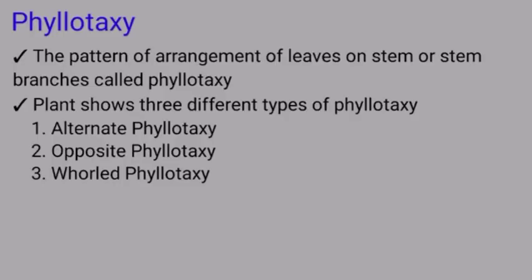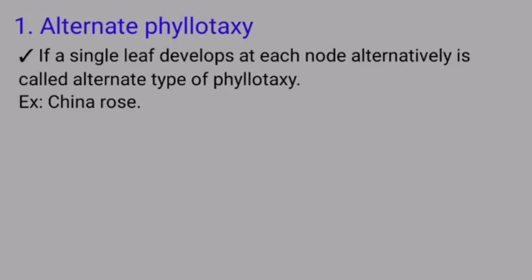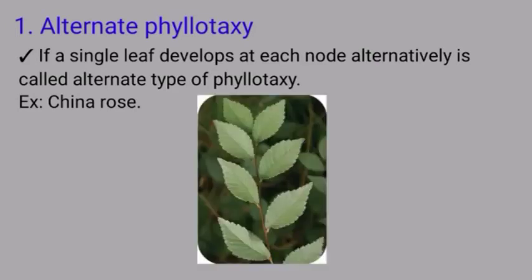Phyllotaxy. The pattern of arrangement of leaves on the stem or stem branches is called phyllotaxy. Phyllotaxy is of three types. Number 1, alternate phyllotaxy. Number 2, opposite phyllotaxy. And number 3, whorled phyllotaxy. The very first, alternate phyllotaxy. If a single leaf develops at each node, alternately, it is called alternate type of phyllotaxy. Example: hibiscus or China rose. See in this diagram also, at each nodal region, the plant contains a single leaf, which is called alternate phyllotaxy.